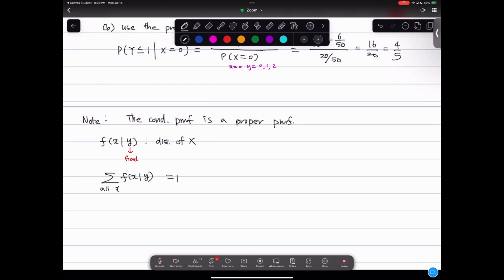In the same way, you get this f of y given x. So that's a fixed x value, it doesn't change. But your y can change, so this is a distribution of y. So if I'm adding all these y given x, all these y values must sum to 1.